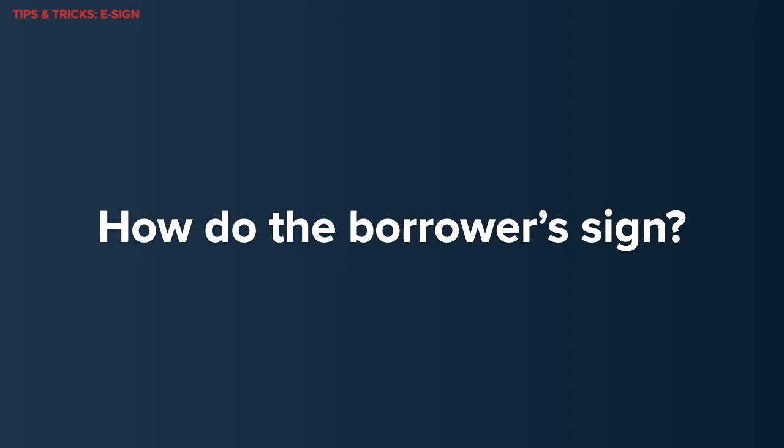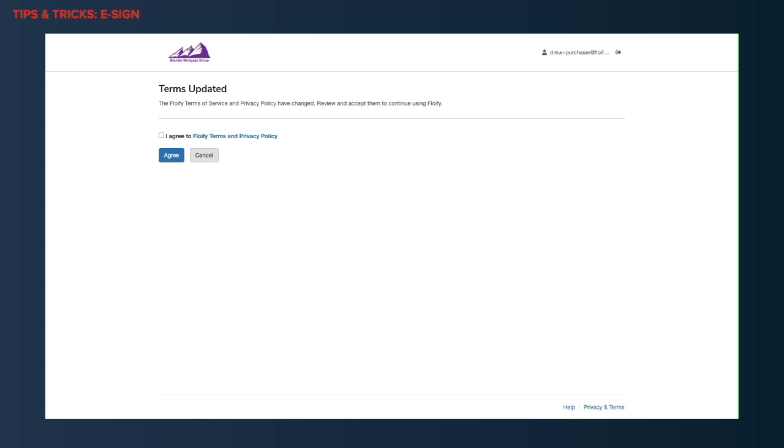All right, now how do the borrowers sign? Once you add the e-sign request to the borrowers, they're now ready to sign. I'm actually going to run us through from the very beginning of what the borrower sees. Note that if the borrower does go through the 1003 first, they're already going to have all of these checked off. That's the terms, the e-consent, and the credit authorization.